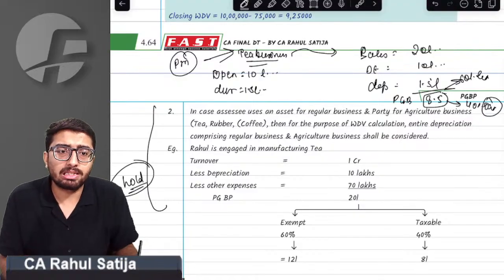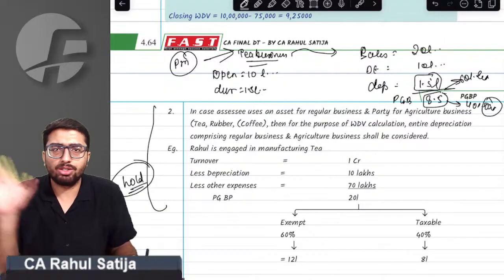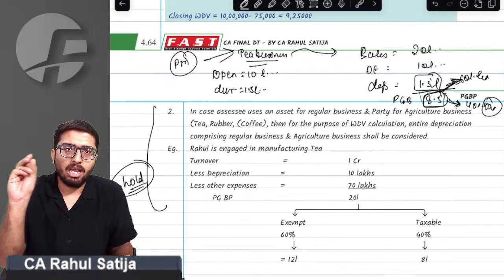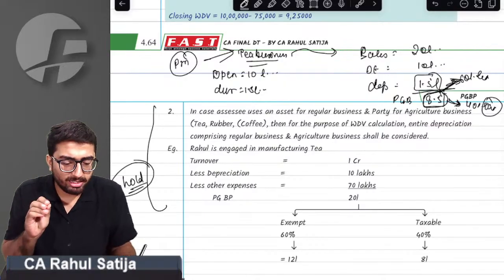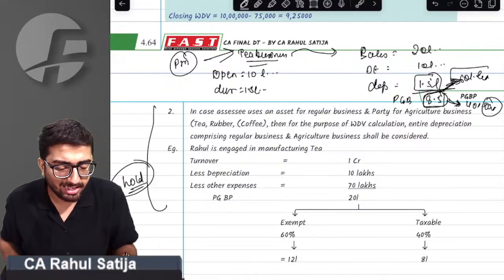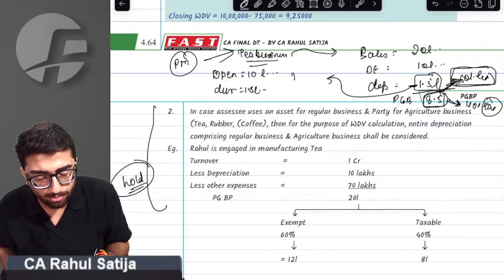What is the important consideration? I don't have to consider depreciation separately as 60%, 40%. When we are splitting the PGBP, directly or indirectly our depreciation is also split. In that case, the provision says this 1.5 lakh will be wholly reduced from the block of assets.